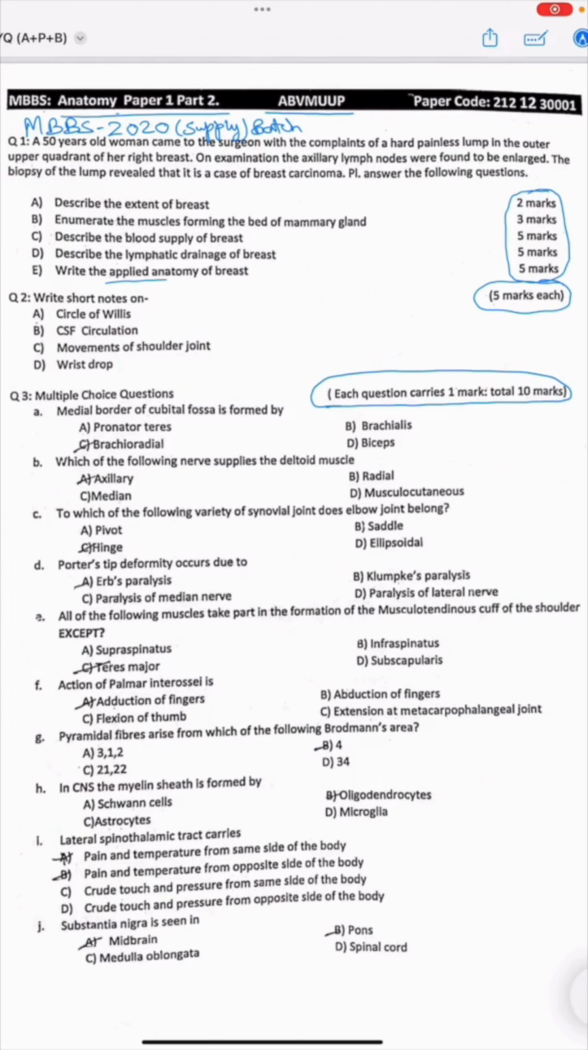Peau d'orange is due to blockage of the superficial lymphatics. Dimpling on the surface of the breast is due to the impingement of the carcinoma on the suspensory ligament of Cooper. Then puckering of the breast is due to involvement of more than 2, 3, 4 ligaments. That's the suspensory ligament. If more than one is involved, it causes retraction of the surface of the breast. Then retraction of the nipple is due to involvement of the lactiferous ducts behind the nipple.